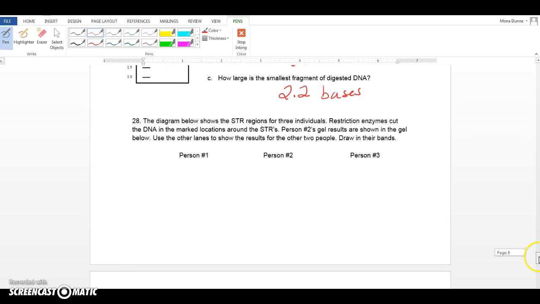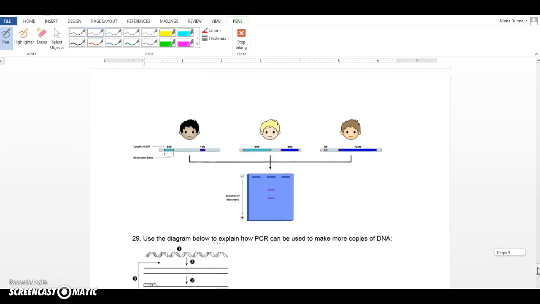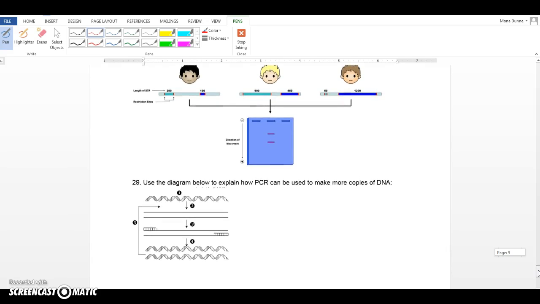Okay, for number 28, so let's see here. So we're going to have to draw in the other people's bands. So you could see the 550 is probably this one right here because it traveled further because it's smaller. And this is probably our 900. So I'm just going to mark these so we remember. And so this one's going to have a piece at 50 and 1200.